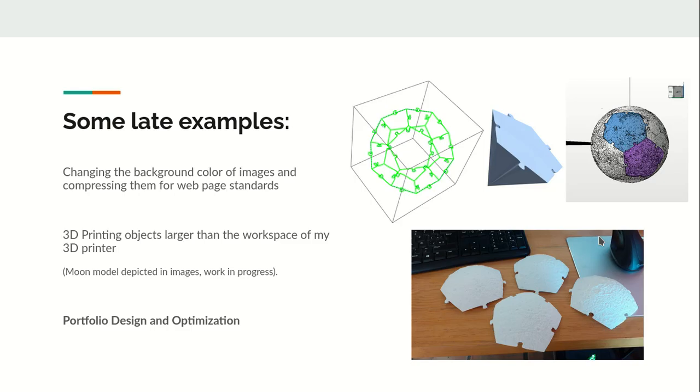myself. Some examples of this are changing the background color of images and compressing them for web page standards, 3D printing objects larger than the workspace of my 3D printer, which you can see the process here, or as is in this case, the portfolio design and optimization.